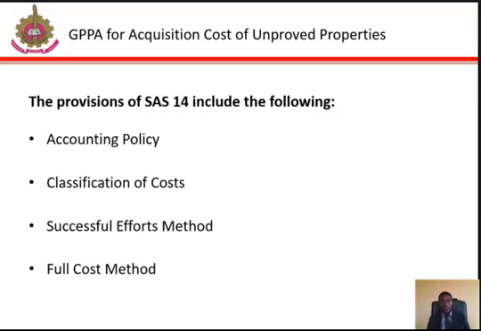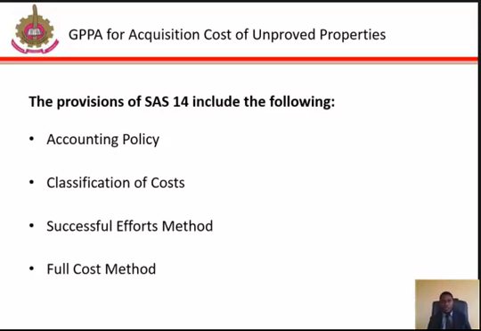Now let's look at the successful effort method. In the successful effort method, costs associated with the acquisition of unapproved properties are initially capitalized when incurred. This consists of costs incurred in obtaining a mineral interest in a property, such as signature bonuses, option to lease, broker's fee, legal costs, stamp duties, and other similar costs in acquiring property interest.